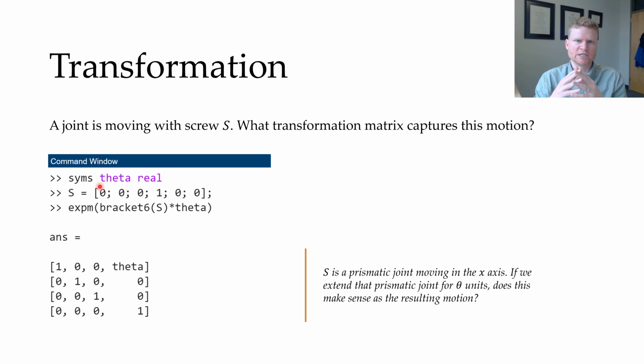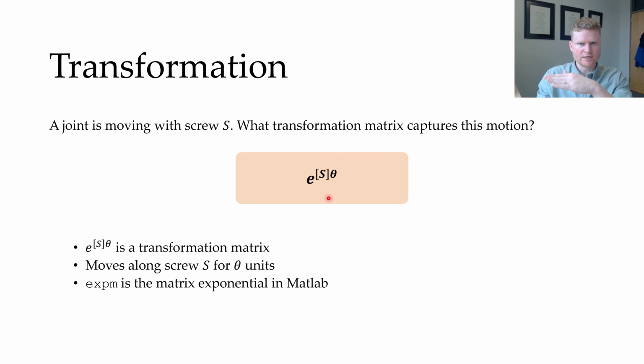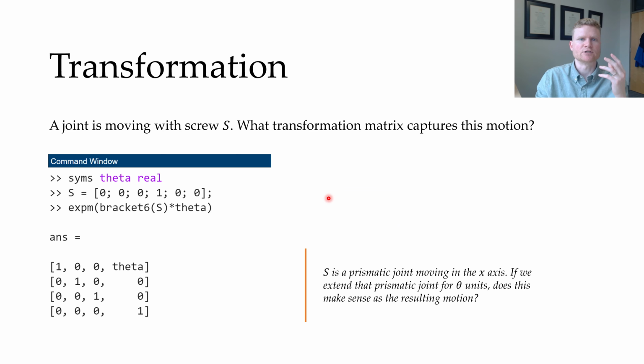As a reminder, for these prismatic joints, the top 3 elements of the screw are always 0 because I don't have any angular velocity. And the bottom 3 elements are a unit vector pointing in whatever direction I'm moving. Here I'm going to move along the x-axis. So I'm saying, hey, I've got a prismatic joint that's lined up with the x-axis. So that's what I'm defining here in line 2. And then in line 3, I'm implementing our equation to convert this screw into the corresponding transformation matrix.